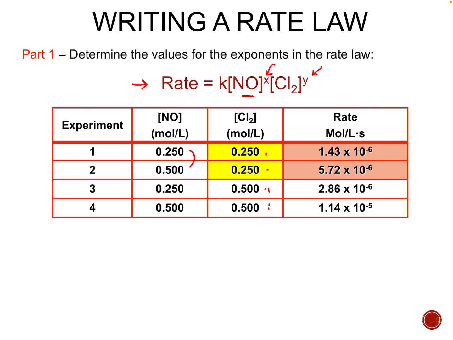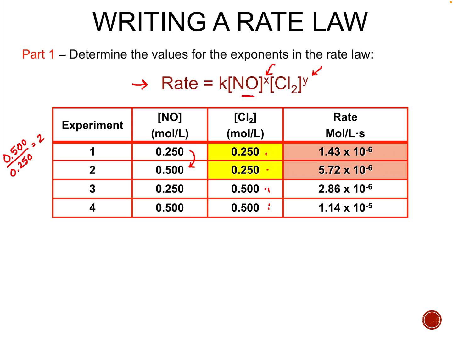In the first two, chlorine stays the same, and if we look, the concentration of nitrogen monoxide doubles. If you didn't immediately notice that it doubled, what I would recommend you do is one over the other. So I would just do 0.500 over 0.250, and that gives me a 2. That doubled.